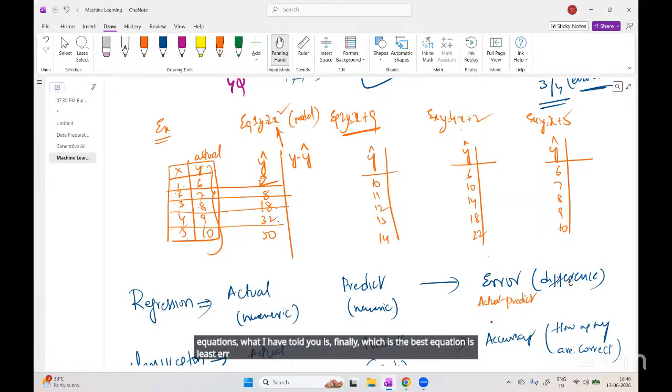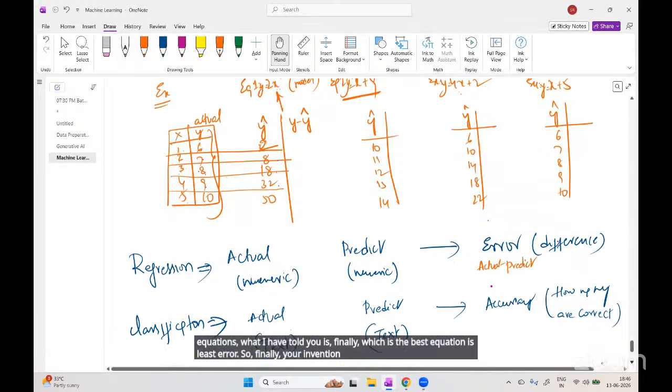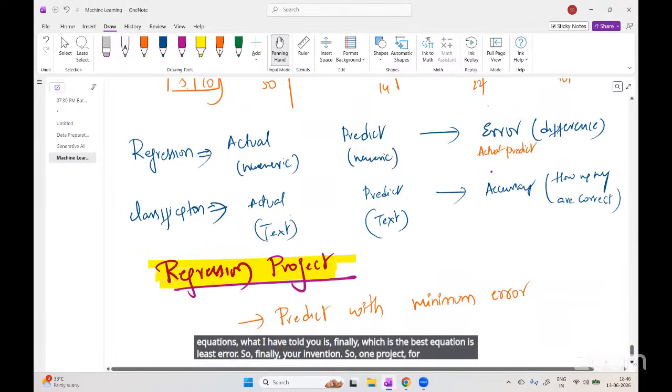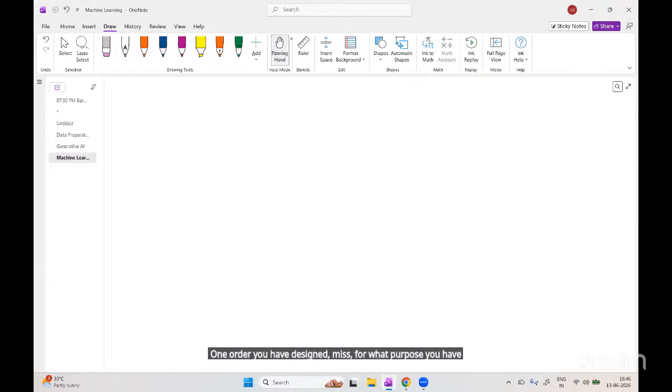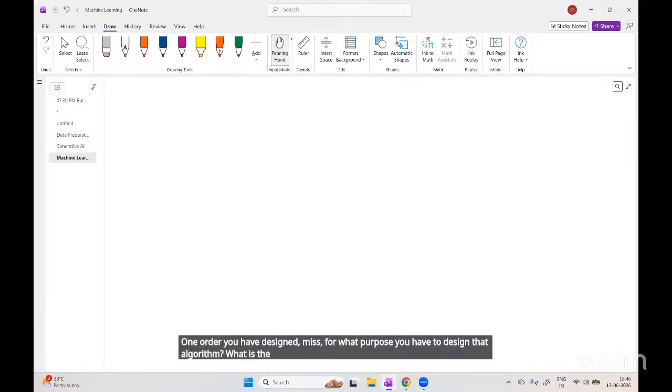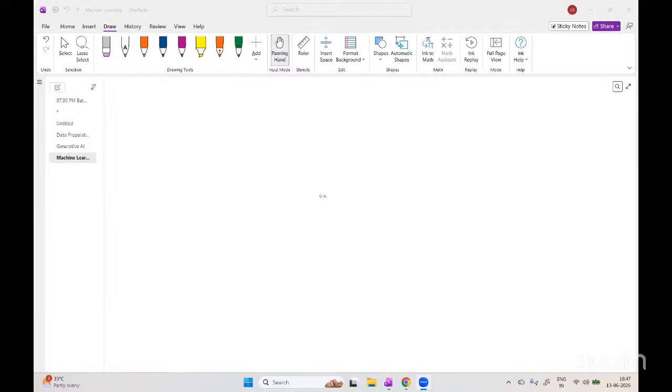So finally, your invention. For example, one algorithm is there. If you have designed one algorithm, for what purpose have you designed that algorithm? What is the purpose of designing an algorithm? You have designed something, so for what purpose? There should be some purpose, right? For every design. Understanding, Shiva Krishna.